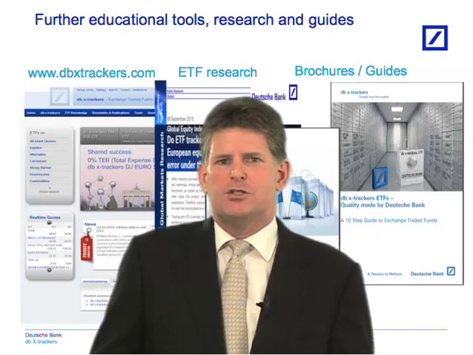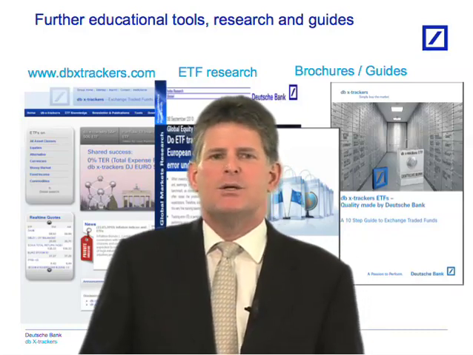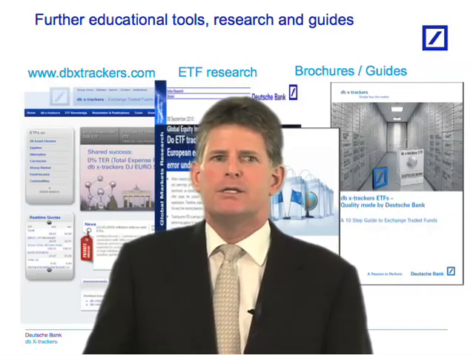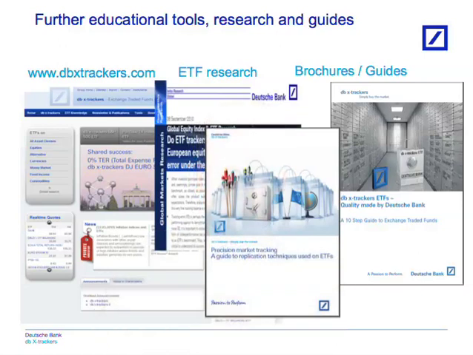We have a number of research tools, research sources that you can access, and a number of guides. In particular, this new guide on precision market tracking. This is a very good guide available on our website, which takes you through the mechanics of both types of approaches and also explains in greater detail the types of agreements and the structure behind the swap-based approach.